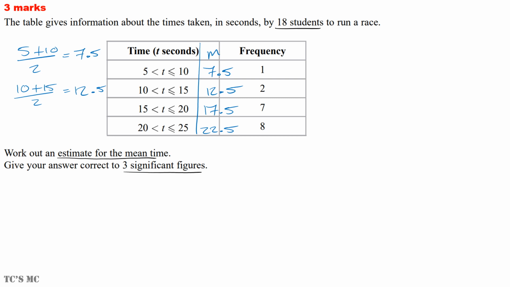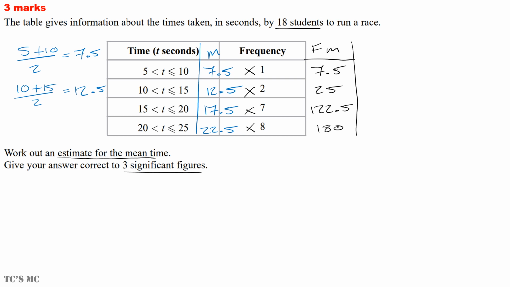Next, we need to add another column and call that FM, which is frequency multiplied by the midpoint. When we do 7.5 multiplied by 1, we get 7.5. 12.5 multiplied by 2, we get 25. 17.5 multiplied by 7, we get 122.5. 22.5 multiplied by 8, we get 180. We now have 1 mark.